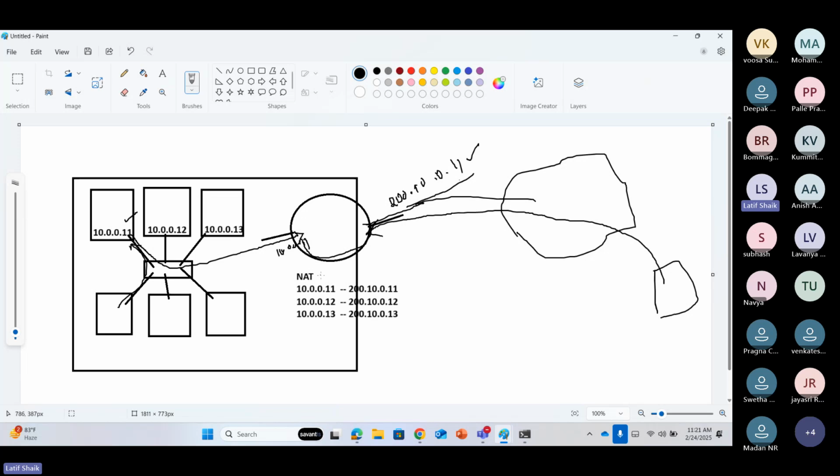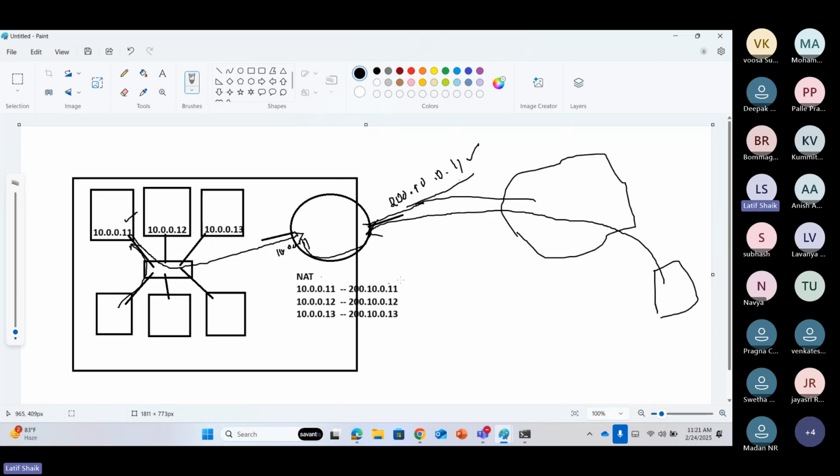This is called network address translation. It maps an inside IP address to a different outside IP address. We use this technique mainly in public and private communication. NAT is generally used in public to private or private to public communication, so inside private, outside public.